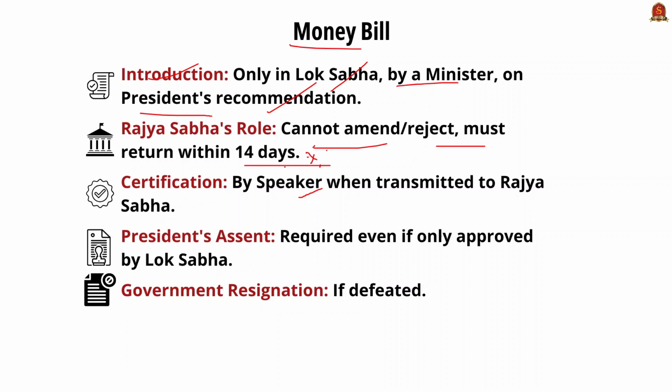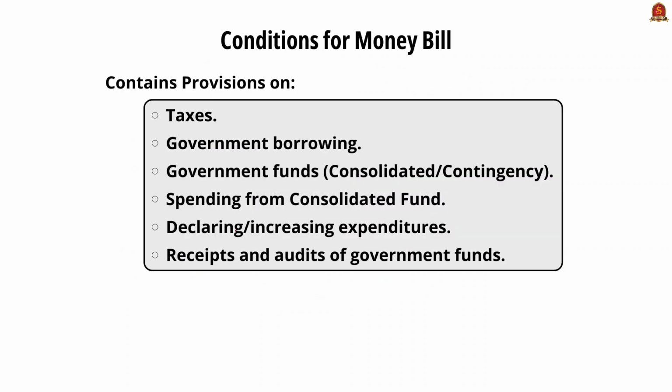It requires certification of the Speaker when transmitted to Rajya Sabha. It is sent for the President's assent even if it is approved by only Lok Sabha. There is also no chance of any disagreement between the two houses and hence there is no provision for joint sitting. The defeat of a money bill leads to resignation of the government. Conditions for a money bill.